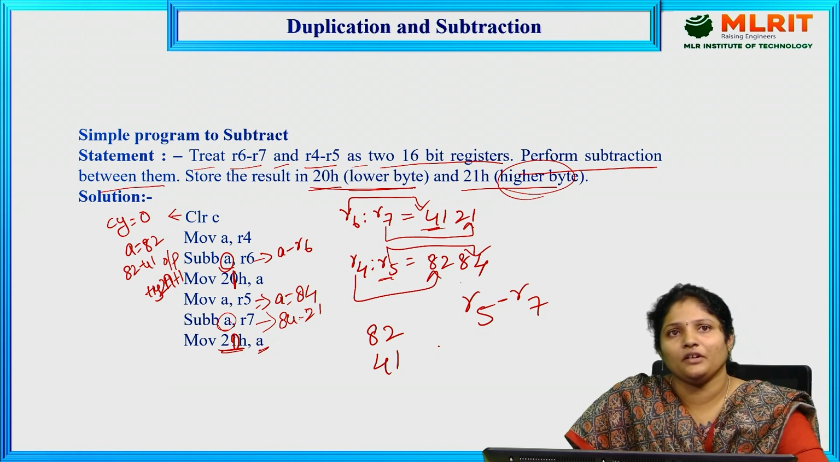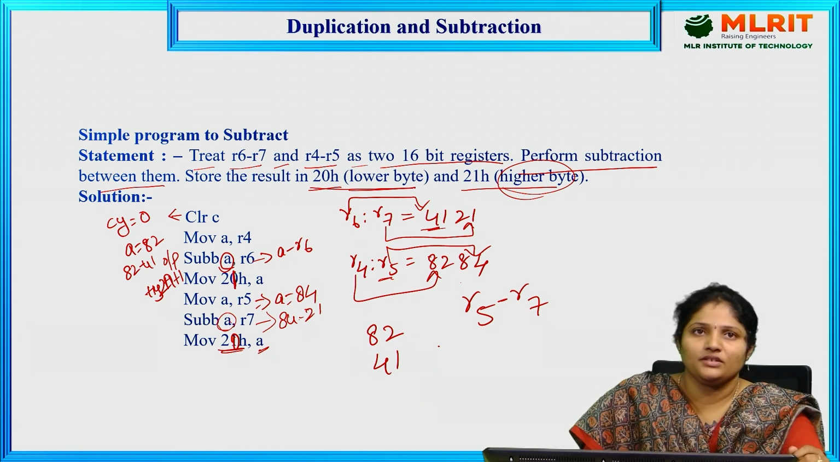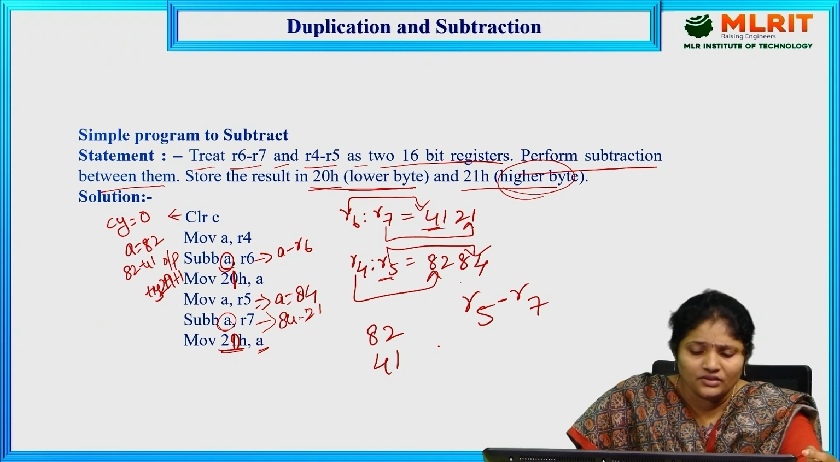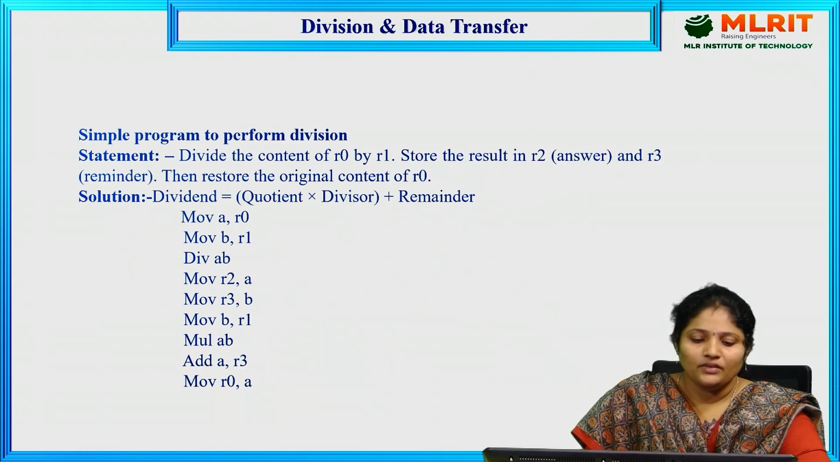This is how we will perform the subtraction operation by considering 16-bit subtraction operation by combination of two registers of 8051 because each register of 8051 is only of 8-bit register. So coming to the next one.